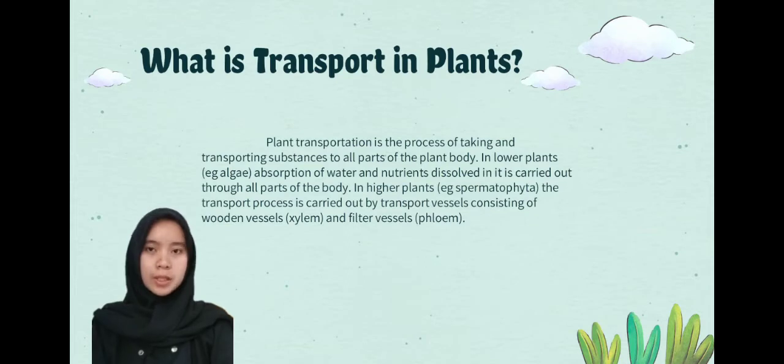First concern: what is transport in plants? Plant transportation is the process of taking and transporting substances to all parts of the plant's body. In lower plants, absorption of water and nutrients dissolved in it is carried out through the whole part of the body.